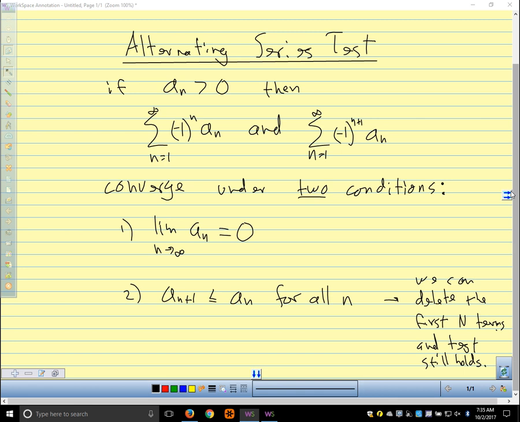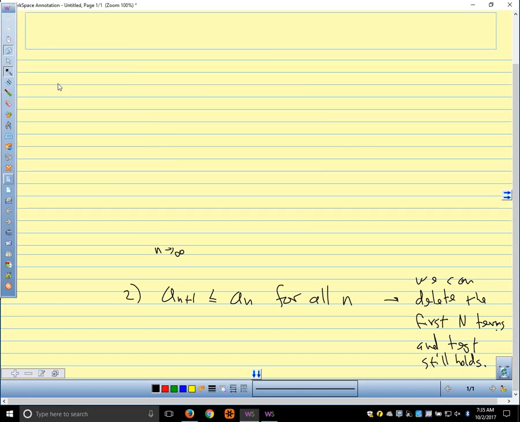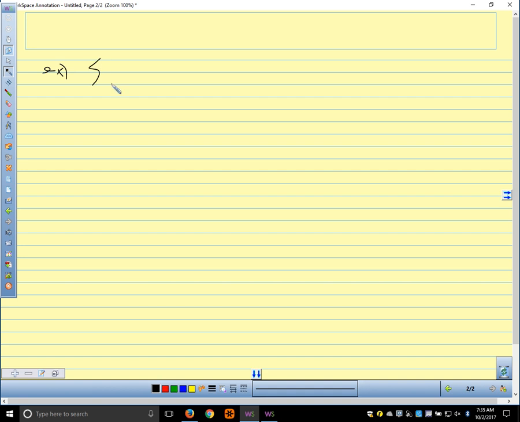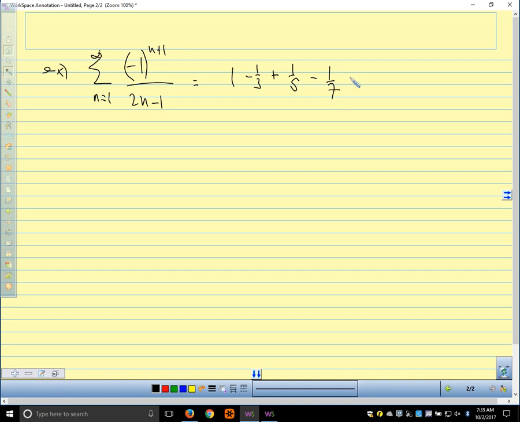All right, so I just want to look at a couple of quick examples. This is a part where we sometimes have to be careful to show that our sequence is strictly decreasing. Sometimes it's not easy to see. So we're going to test the sum n equals 1 to infinity of -1 to the n plus 1 over 2n minus 1. I'm going to write out a few terms here: 1 minus 1/3 plus 1/5 minus 1/7 plus dot, dot, dot.